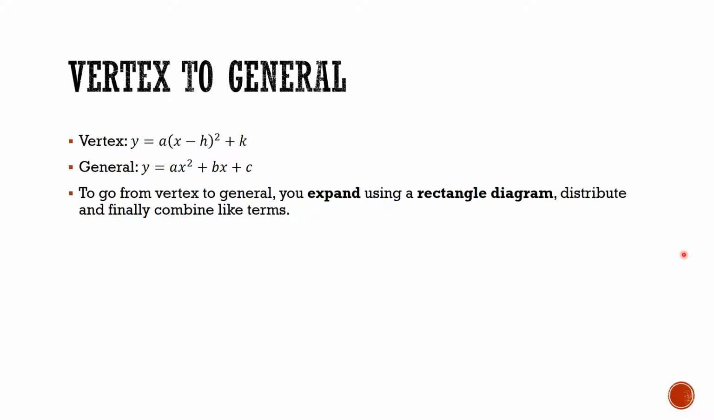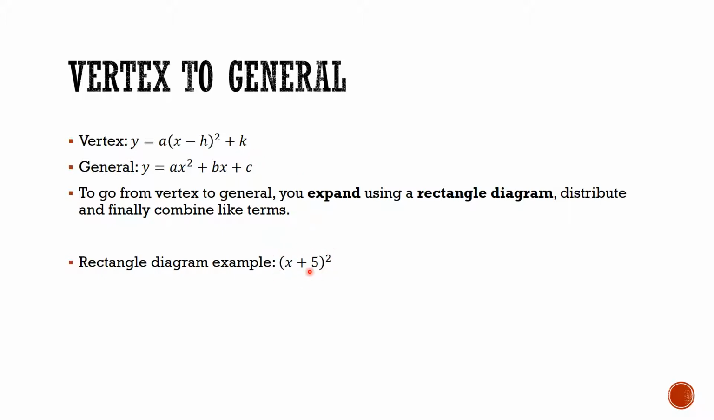So to go from vertex to general, first you expand using a rectangle diagram, then you distribute and you combine like terms. So this might make no sense. You've never seen this before. So a rectangle diagram. Okay, you take this right here, x minus h squared, and you expand it. So if you start with this, let's say it's x plus 5.